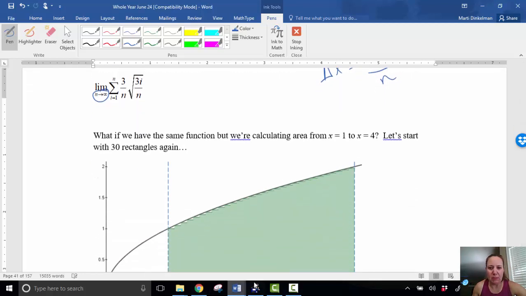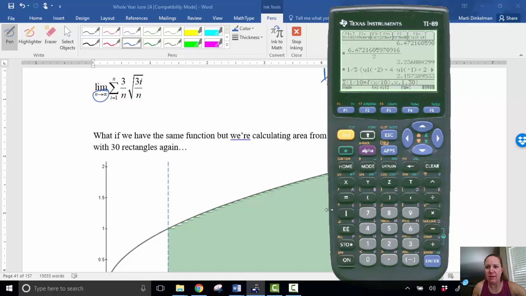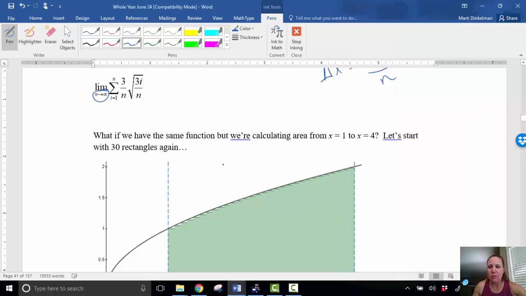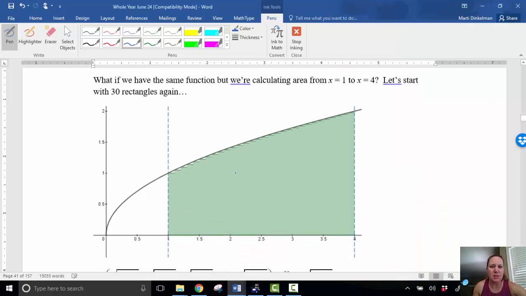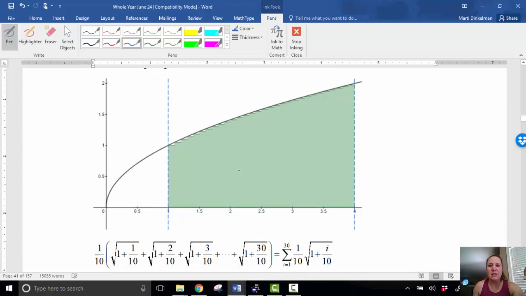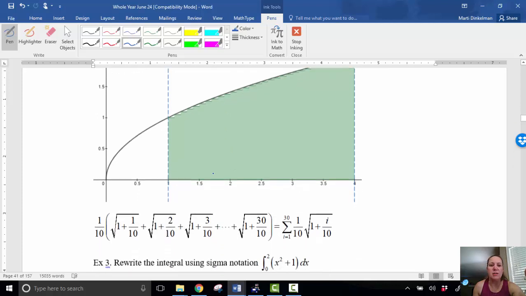Okay, I'm just going to take a quick peek at the calculator and see if it's done. Nope, it's still busy. We'll go back and look. I can try something different if we need to. Okay, same function, but let's say we're going from 1 to 4 and we want to do 30 rectangles. It's going to be a little bit different because our first data point doesn't start from 0. So the first thing we're going to use is 1 plus that 1/10 so that we can pick that right-hand limit. So you can see in some cases that we have a little addition in here.